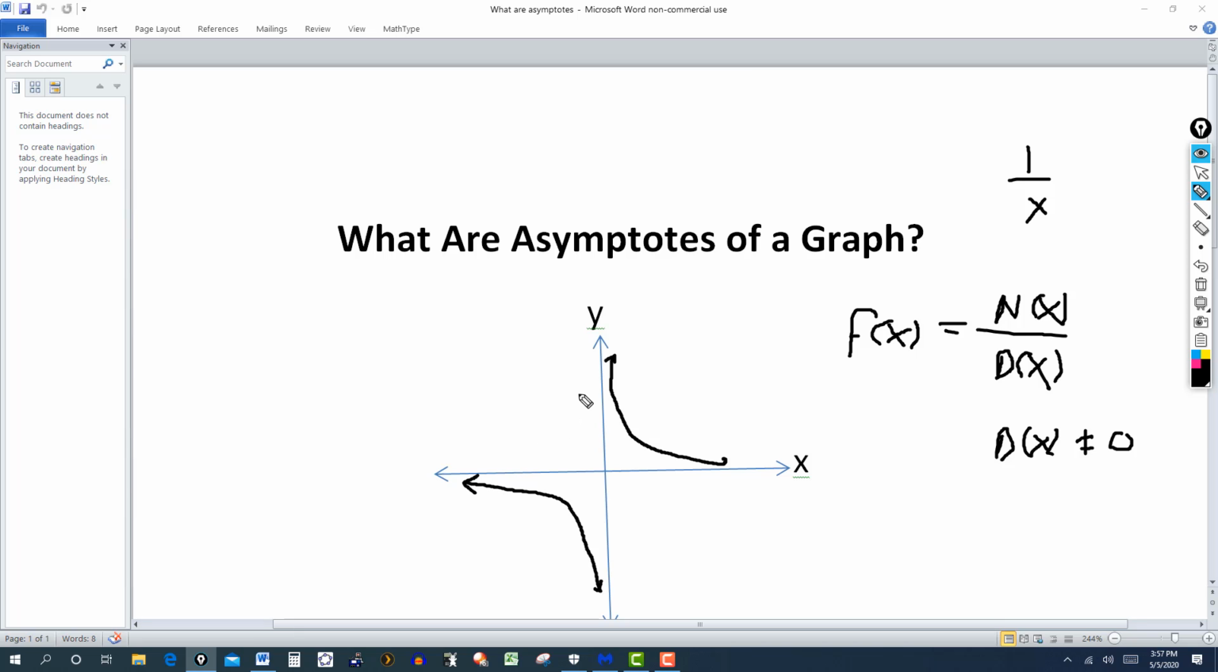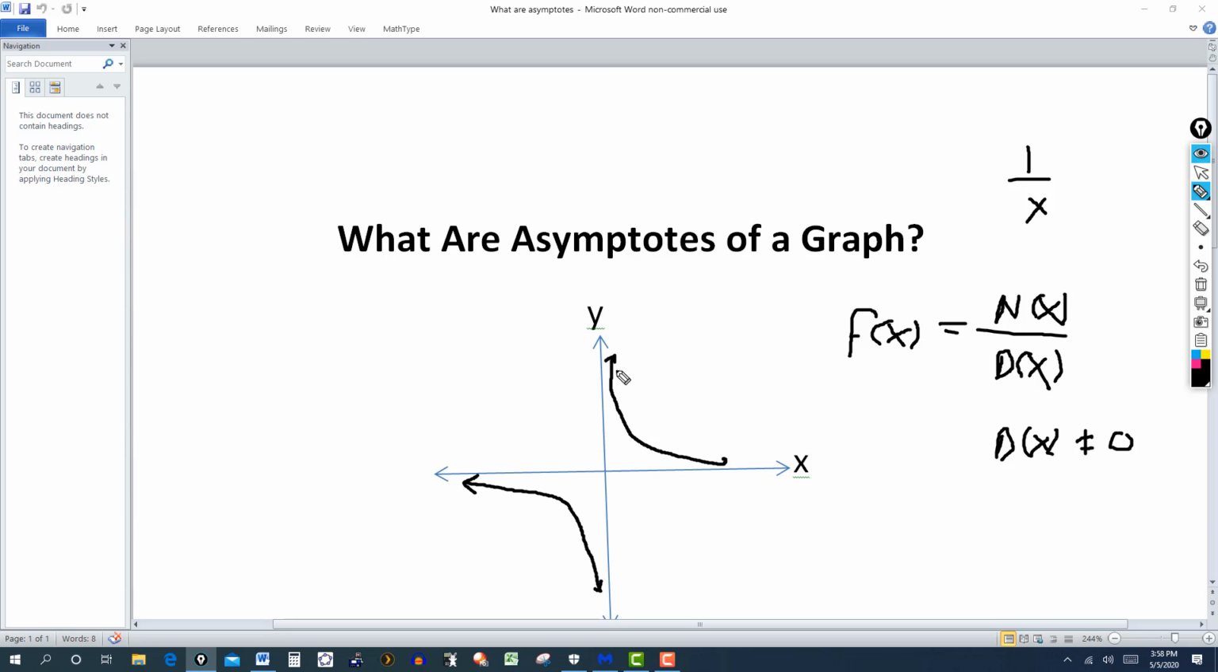So in this case, I would say that the y-axis represents a vertical asymptote. The x-axis represents a horizontal asymptote. So you could have vertical asymptotes, you could have horizontal asymptotes, you can even have slanted asymptotes. So in general, again, an asymptote is a line that the graph approaches, generally does not touch. Now, the graph could touch a horizontal asymptote at a point and still be considered a horizontal asymptote.